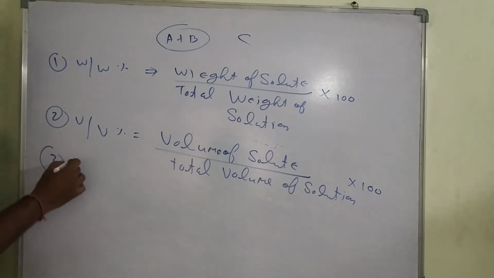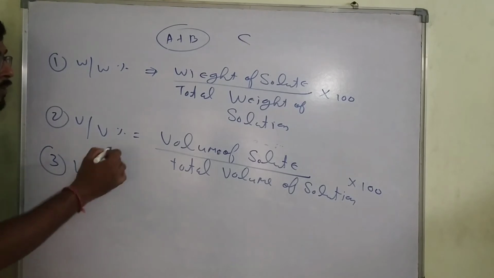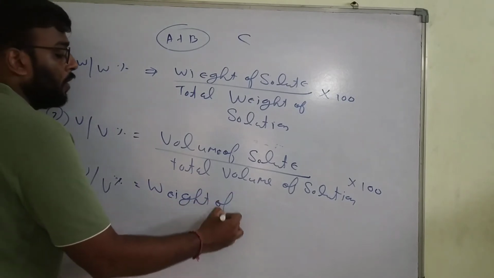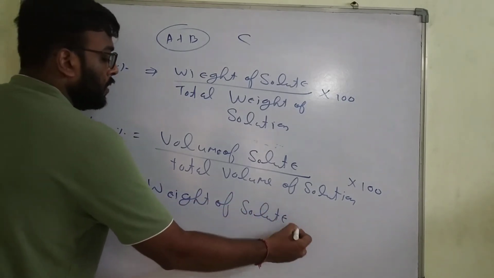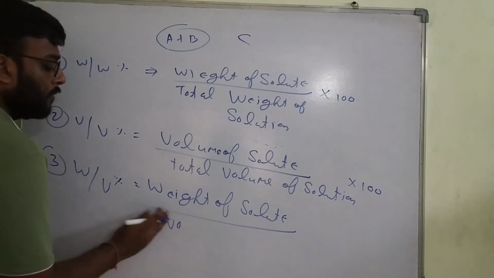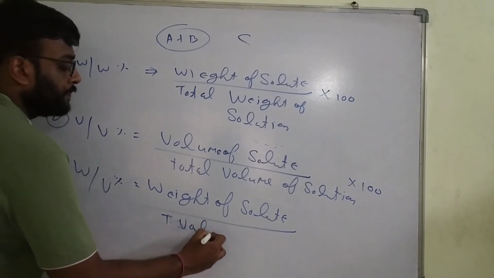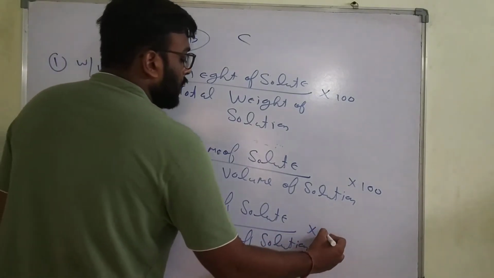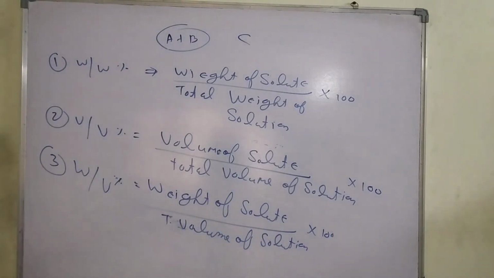Next, the third point is W by V percentage. Weight of solute upon total volume of solution, into 100. Are you getting my point? W by W percentage, W by V percentage. Just pause this video and note down these points. Okay, are you getting my point?